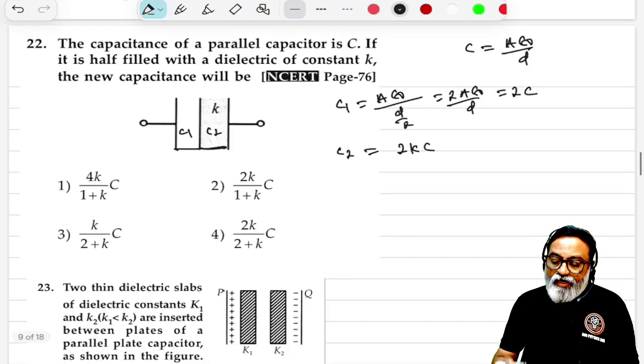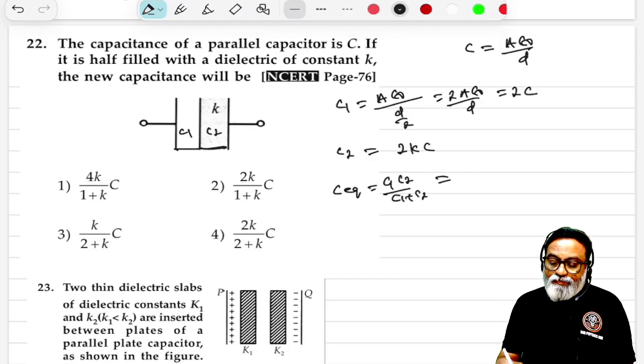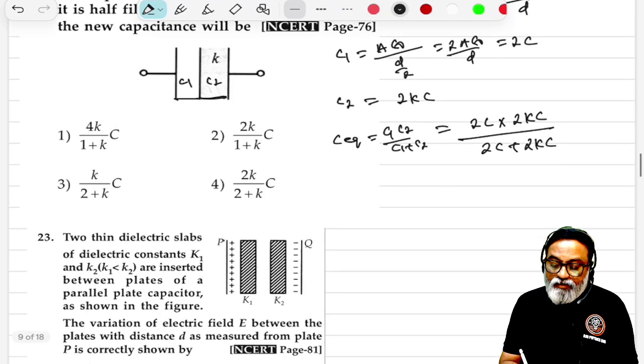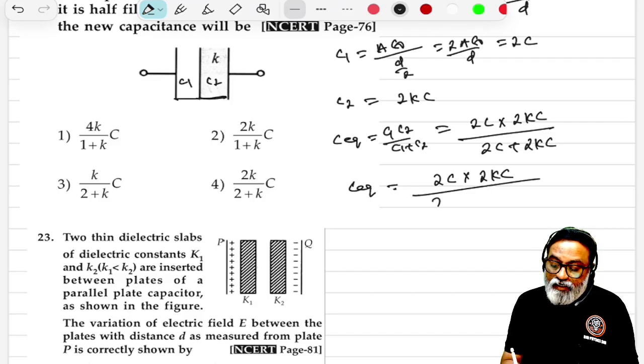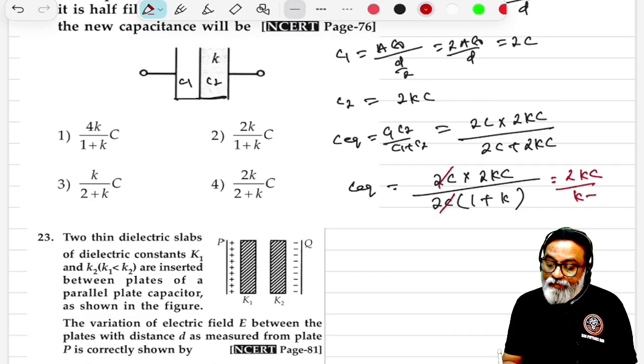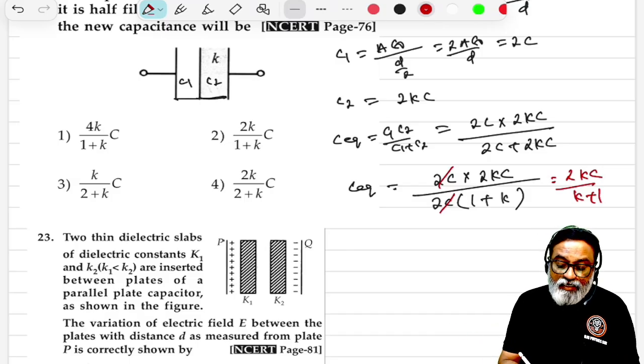Here C1 and C2 are in series. Therefore, C equivalent is equal to C1 C2 by C1 plus C2. C1 is 2C and C2 is 2KC, so it is 2C into 2KC by 2C plus 2KC. Here 2C is common, so 2C into 1 plus K. Therefore, this 2C gets cancelled. This becomes 2KC by K plus 1. Therefore, 2KC by 1 plus K, answer 2 is correct.